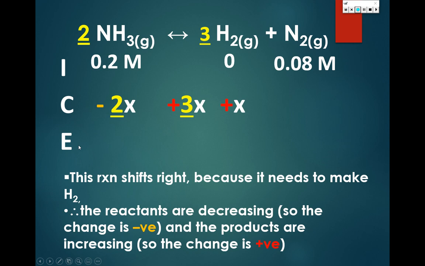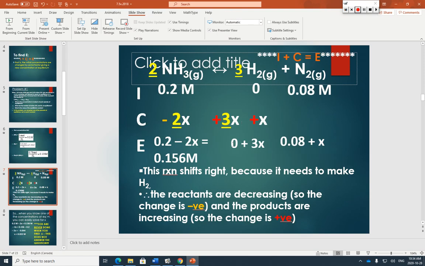Oops. Sorry. I just have to fix my chart.